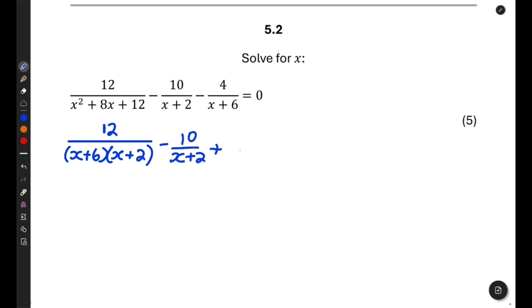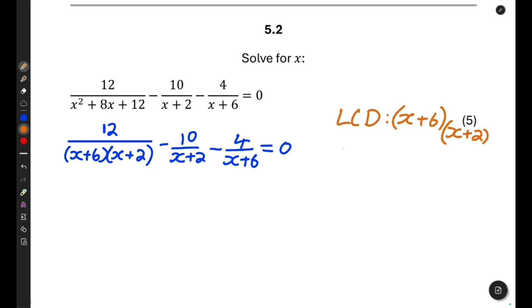And now I can tell them what is my LCD. Now, if I look at this, I have two unique brackets. So my LCD will be x plus 6, x plus 2. Now, because it says solve for x, I must remember my restriction. So my restriction says x cannot be minus 6 and x cannot be minus 2. So just look at the LCD and choose their inverse numbers.